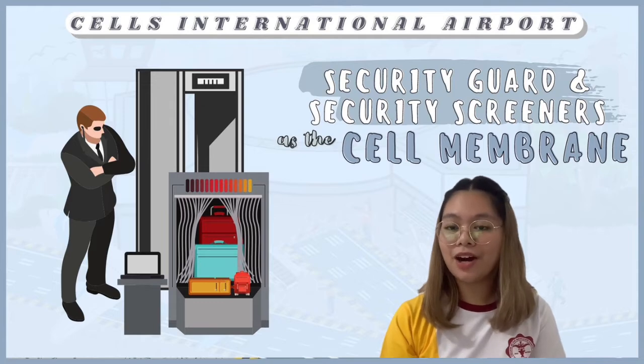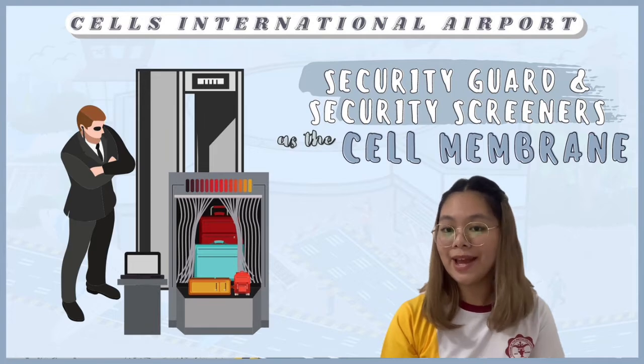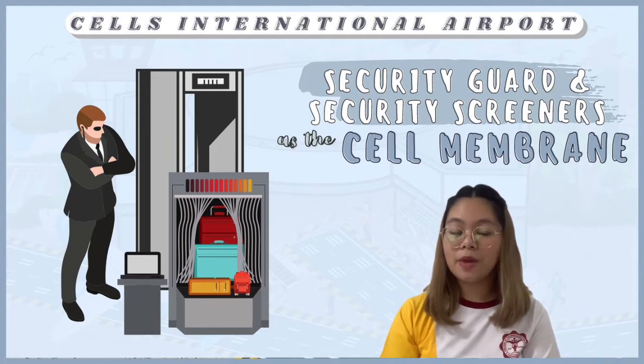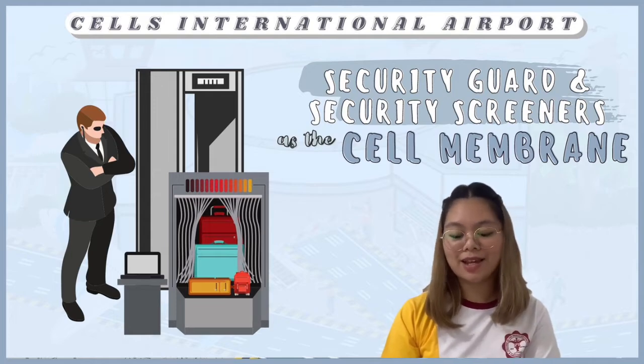So the security guard and the security screeners could be related to the cell membrane. The cell membrane acts as the barrier and the gatekeeper of the cells that screens the substances that go in and out of the cell. They are semi-permeable, which means that some molecules can diffuse across the lipid bilayer just like the oxygen, but others cannot. This limits the entry of toxins or unwanted substances inside the cell.